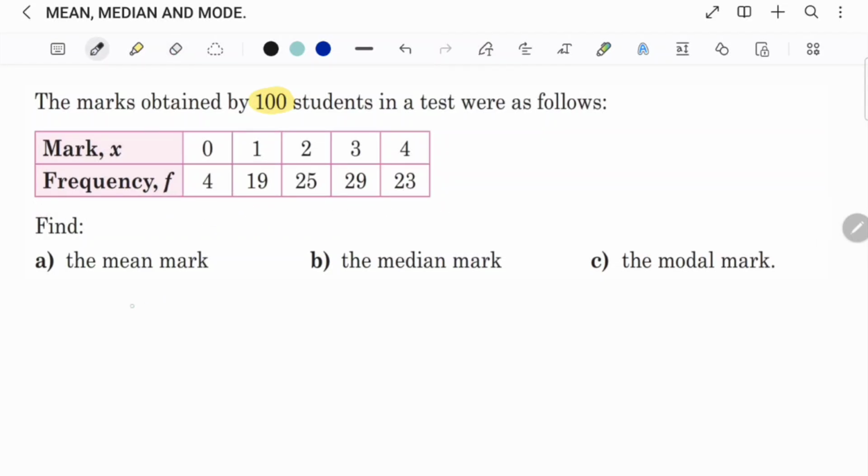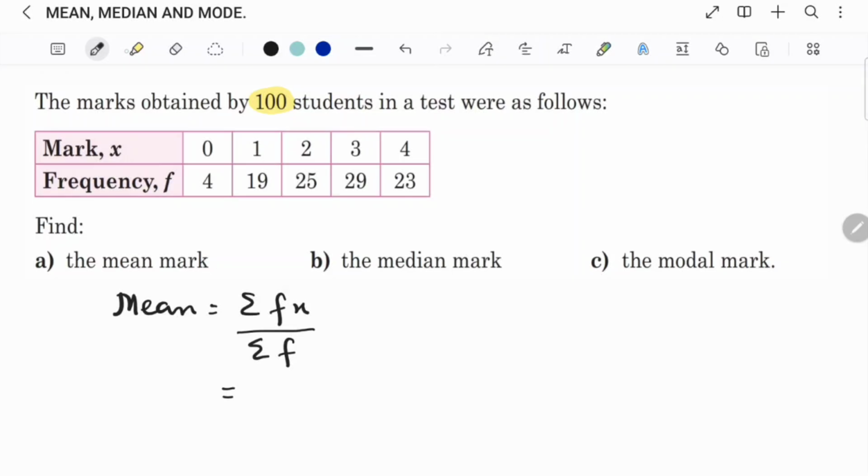So the mean is equal to sum of fx, which we do to get the total number, divided by sum of f. Sum of f is always 100, which is given at the top also. Or if you add these numbers, 4, 19, 25, 29, and 23, they will be 100 numbers.